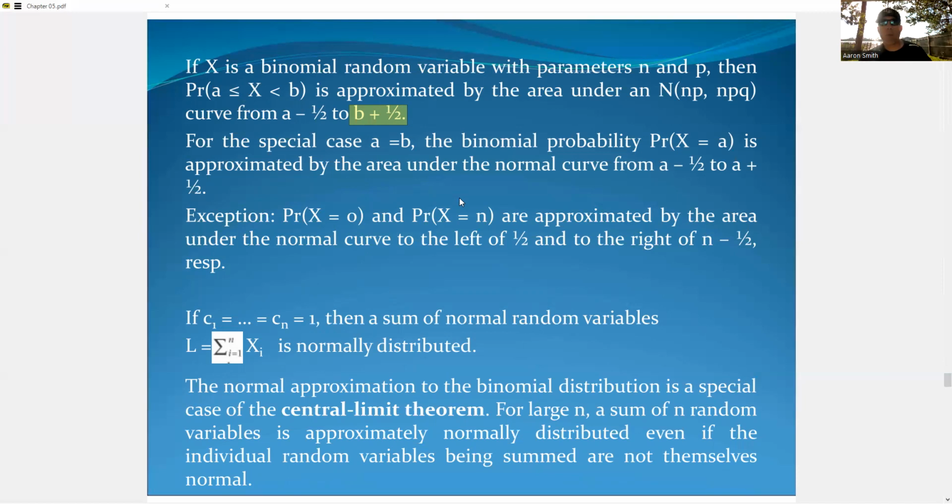For the special case of A equals B, the binomial probability of X equals A is approximated by the area under the curve bounded by A minus a half, A plus a half. Exception to this is that the probability that our binomial random variable is equal to 0 or n, the minimum and maximum values, these are approximated by the area under the curve to the left of a half and to the right of n minus 1/2, respectively. So these two are so extreme out that we have a special rule for them in our approximation.